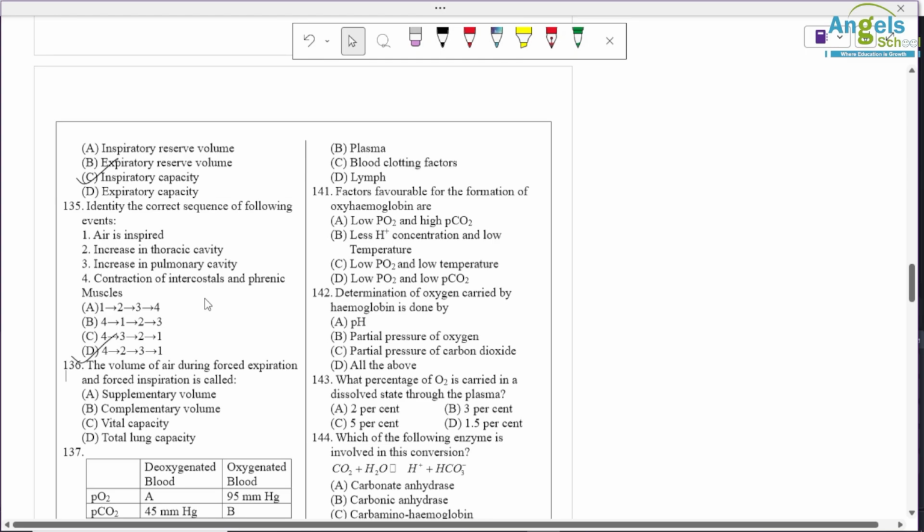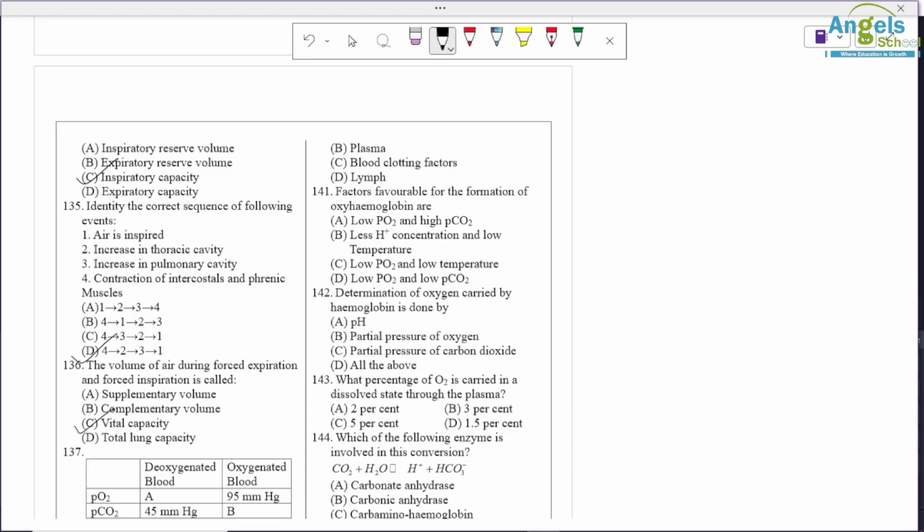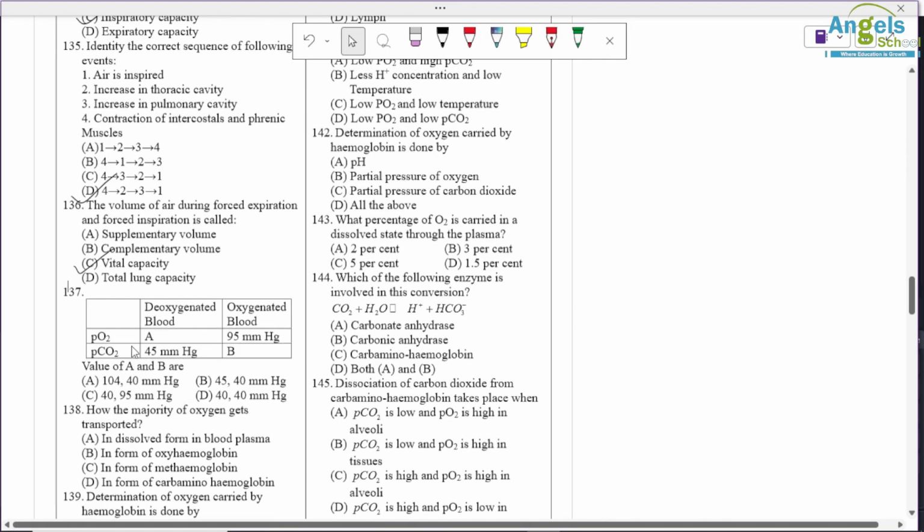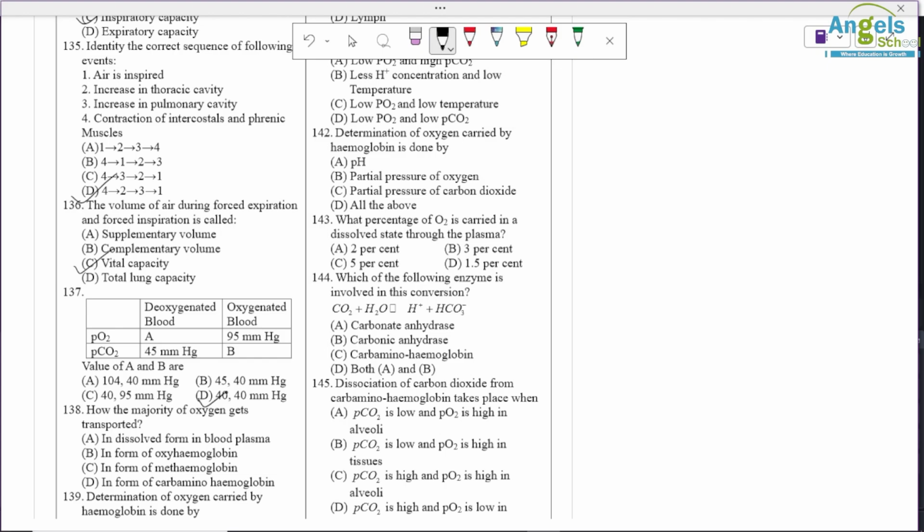Question number 136. The volume of air during forced expiration and forced inspiration is called... So it's called vital capacity only. Definition of vital capacity. Question number 137. So you have to identify A and B. So PO2 of deoxygenated blood is 40 mmHg and PCO2 of oxygenated blood is also 40 mmHg. So here D option is correct, 40 mmHg.